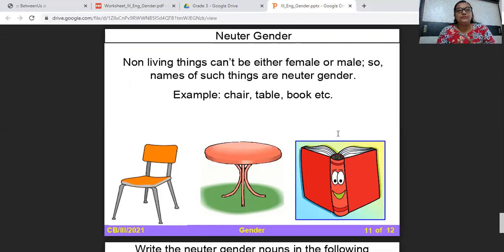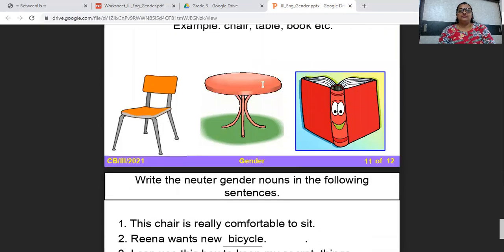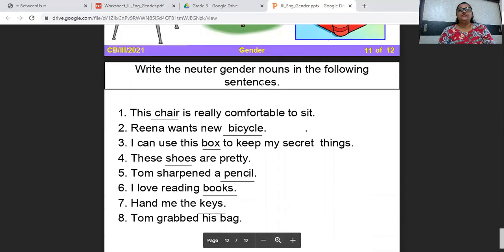So neuter gender denotes neither male nor female. Generally, all the non-living things come under the category of neuter gender. We have some examples here which are underlined. We have identified some words which are neuter genders: chair, bicycle, box, shoes, pencil, books, keys and bag. So totally we have learnt the next two types of genders, that is common gender and neuter gender.